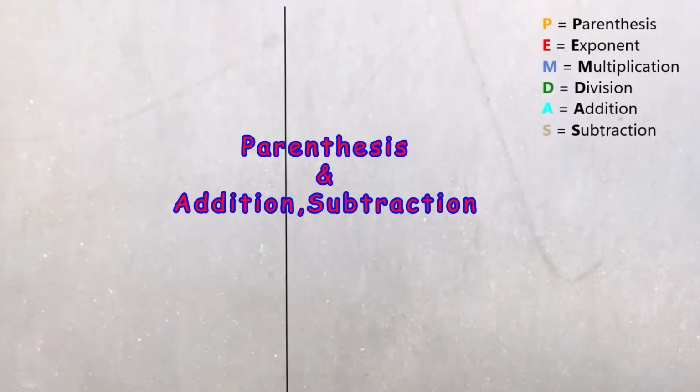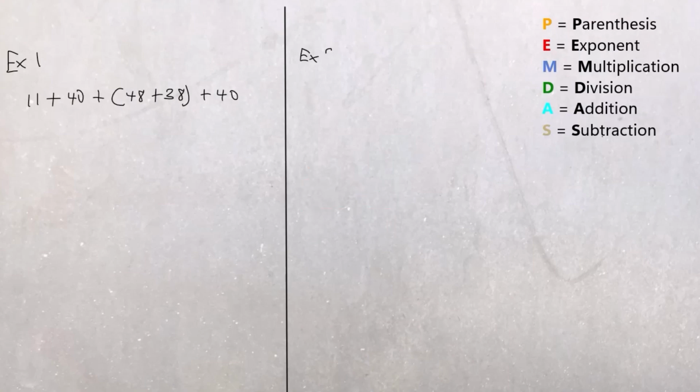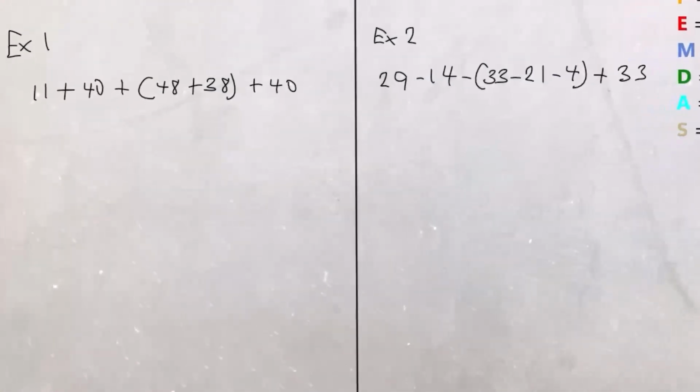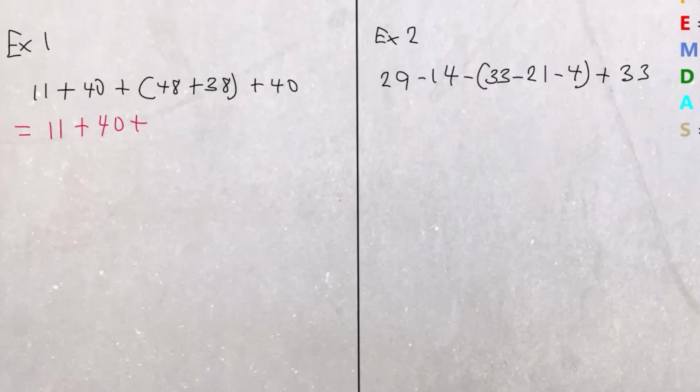In this section, parentheses is added to the addition and subtraction. What that means is that we are dealing with the one inside the bracket first, before addition and subtraction. So let's look at these examples. Looking here, 40 plus 38 should be worked on first. Bring down the 11 plus. 40 plus 38 will give us 78.